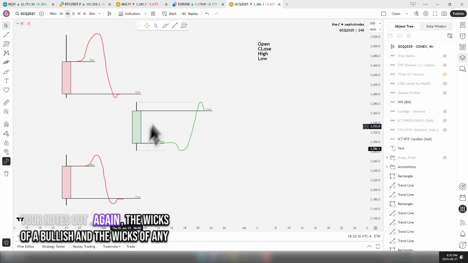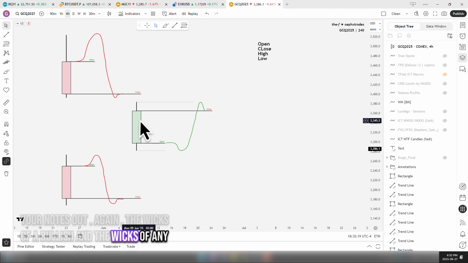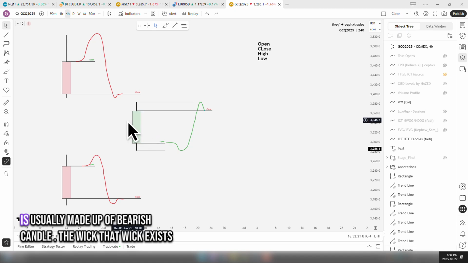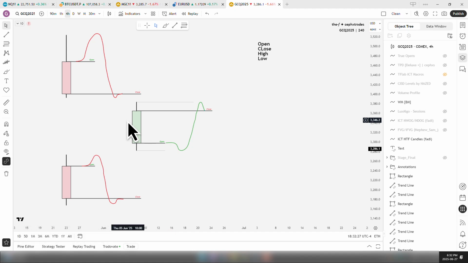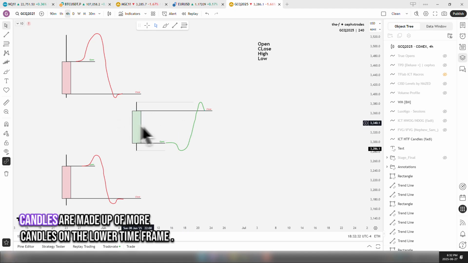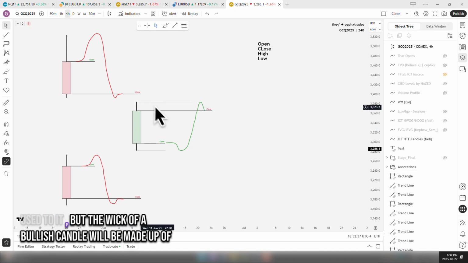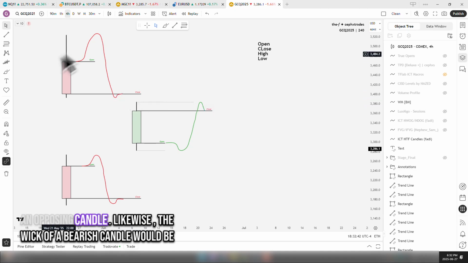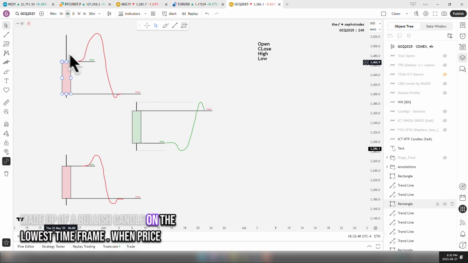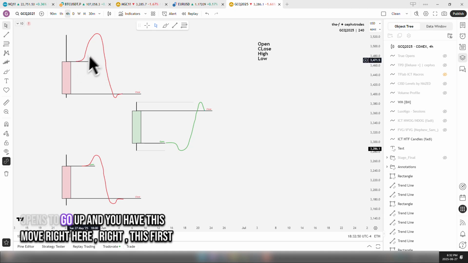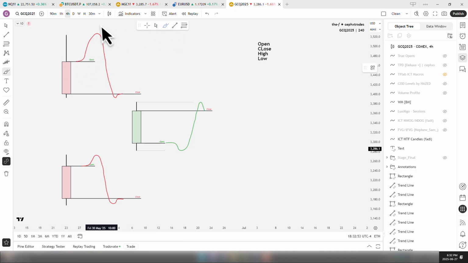Take your notes out again. The wicks of any bullish candle are usually made up of bearish candles. That wick exists because of bearish candles. Now, obviously, candles are made up of more candles in the lower time frame, and it gets kind of confusing if you're not really used to it. But the wick of a bullish candle will be made up of an opposing candle. Likewise, the wick of a bearish candle would be made up of a bullish candle on the lower time frame. When price opens to go up, and you have this move right here, right?